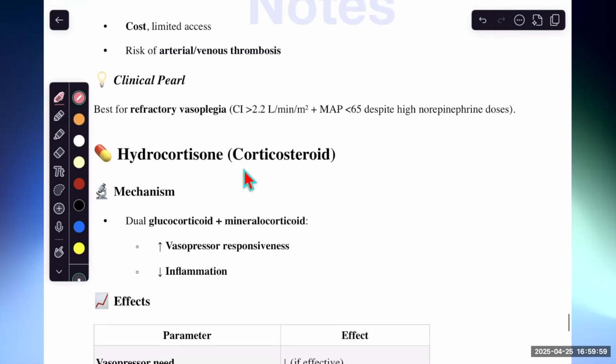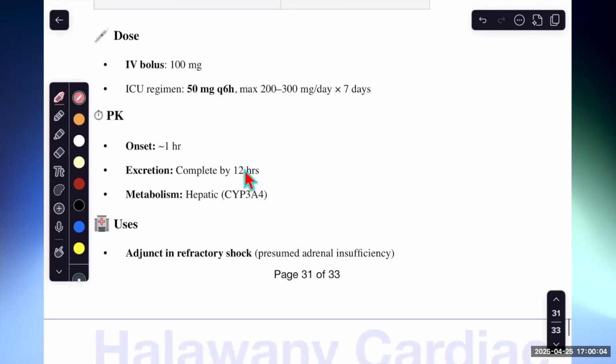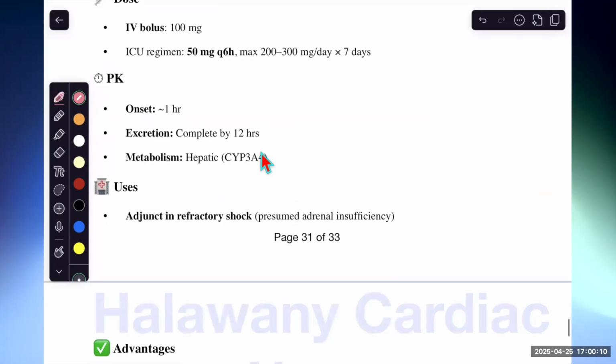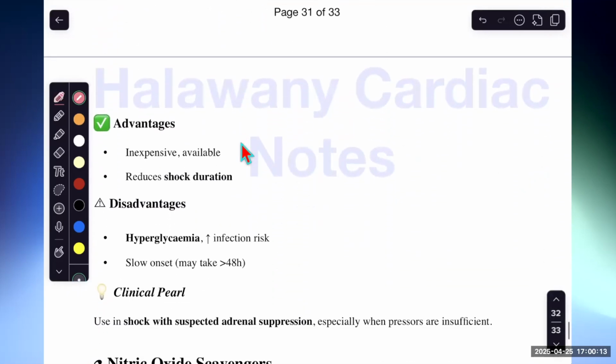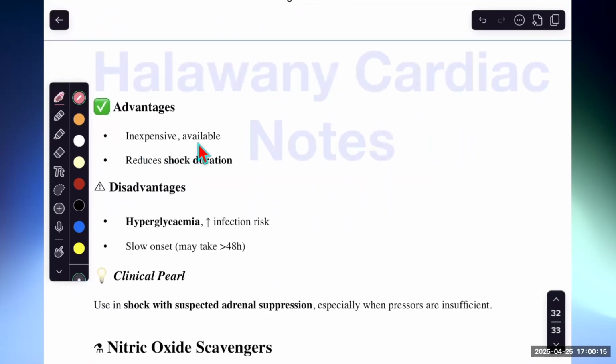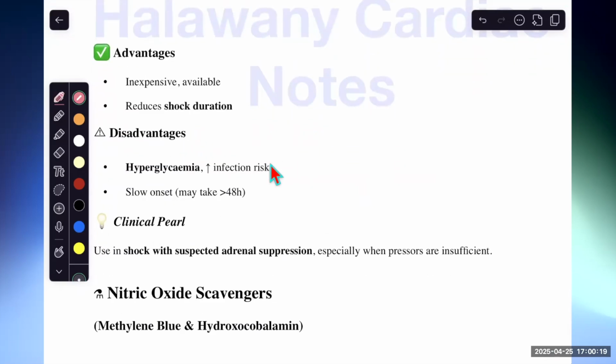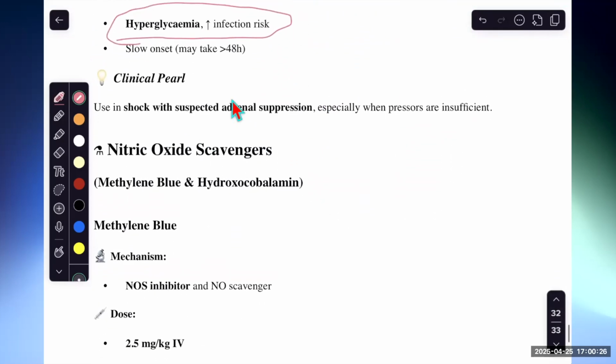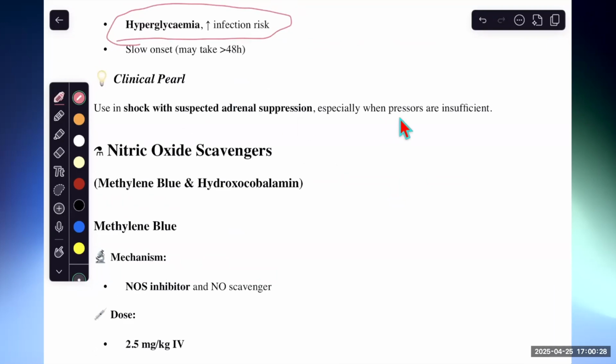Can we use hydrocortisone? Some say yes, some say no. Sometimes it gives a good reaction, 100 to 200 milligrams of hydrocortisone. It's inexpensive and available. Sometimes it has a good effect, but as I told you, the drawback, take care because it can cause hyperglycemia. Use it in shock with suspected adrenal insufficiency, especially when pressors are not effective.